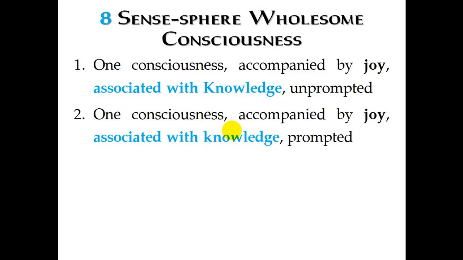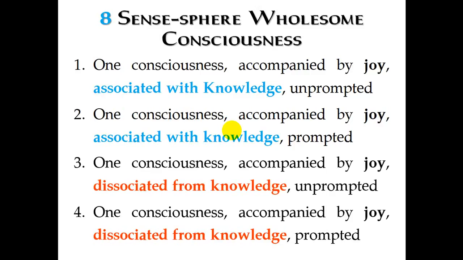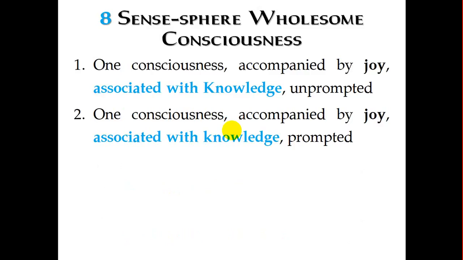That means the faculty of wisdom will be along with this, accompanied by, right? When you talk about the first two, the faculty of wisdom will associate with them. And the second two are dissociated from knowledge, right? So we will call the first two the first pair of Mahakusala. Pair means these two, 1 and 2, because we do not differentiate in terms of unprompted or prompted.